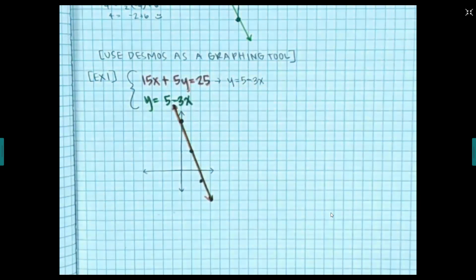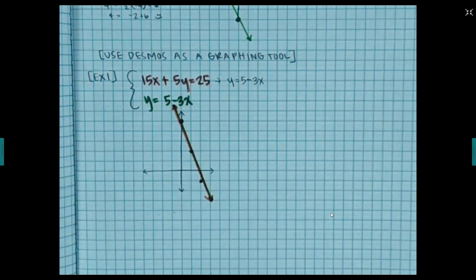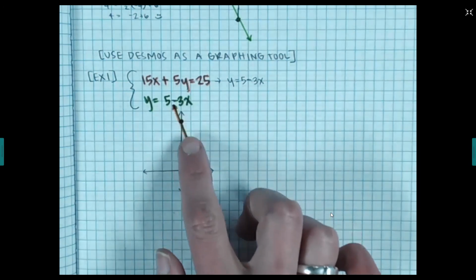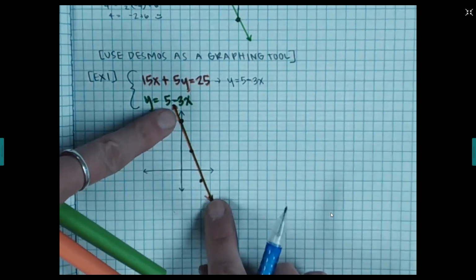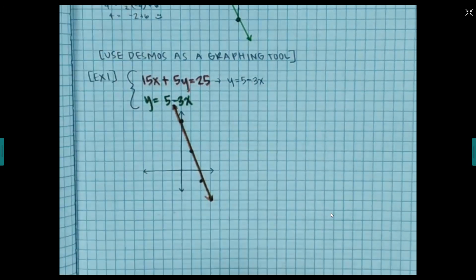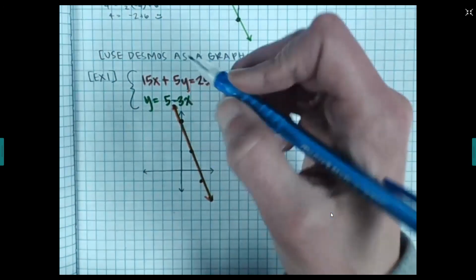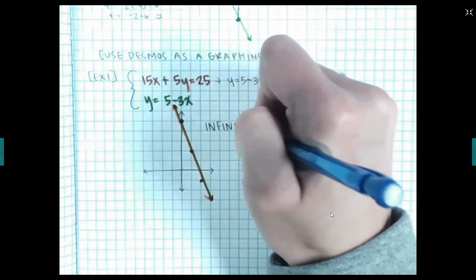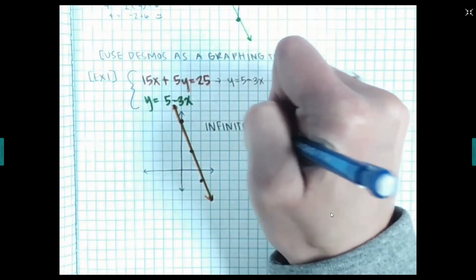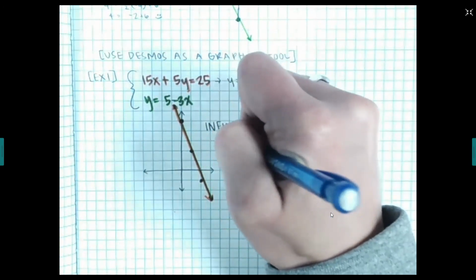And it turns out that these two lines are actually the exact same line. So every single ordered pair that's on these two lines is a solution. And these two lines go on forever and ever and ever in both directions. So there are infinitely many solutions.